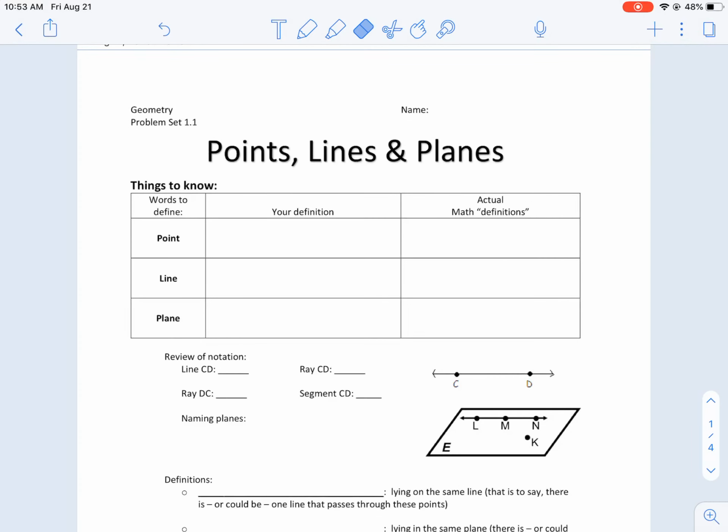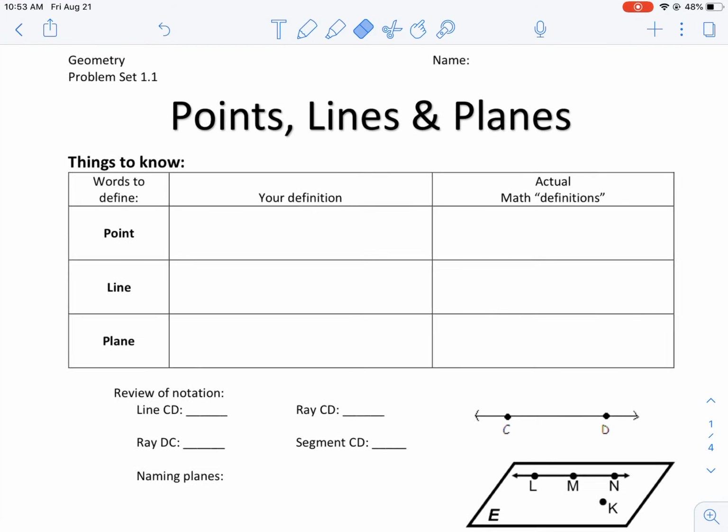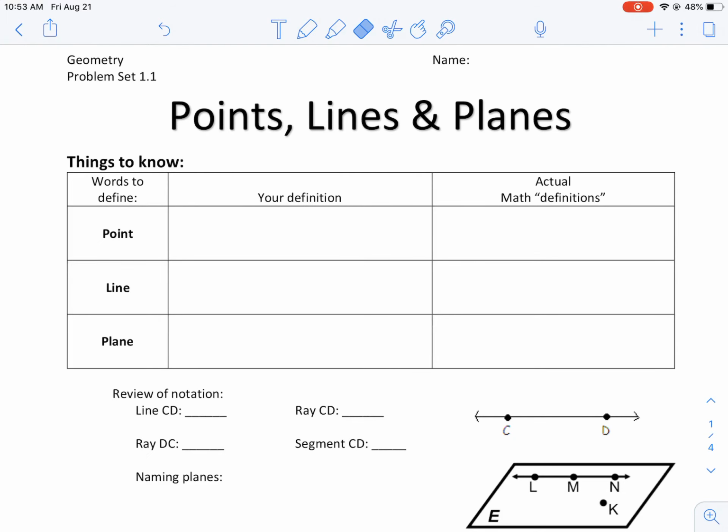Hey everyone, so this is going to be our very first geometry video, Unit 1, Lesson 1, and it's going to be called Points, Lines, and Planes. Those three things are all things that maybe you've heard of before, maybe you haven't, but it's essential that we start here.